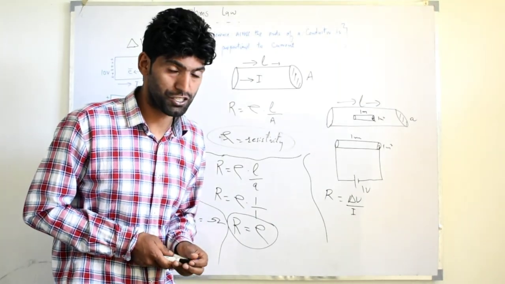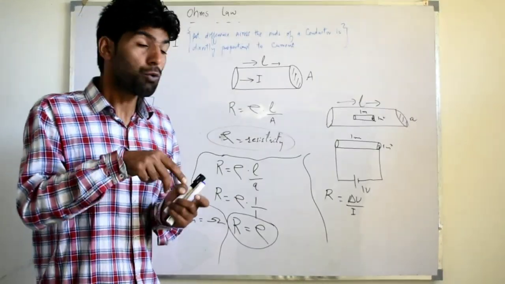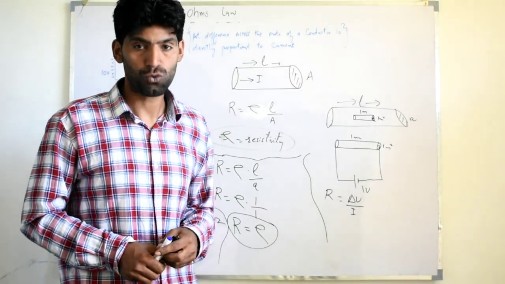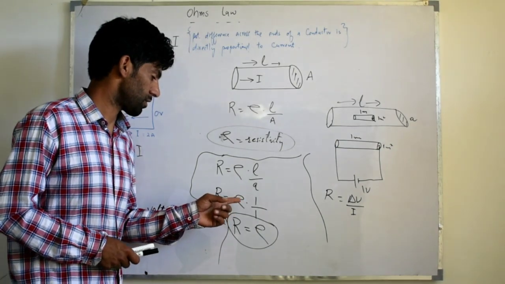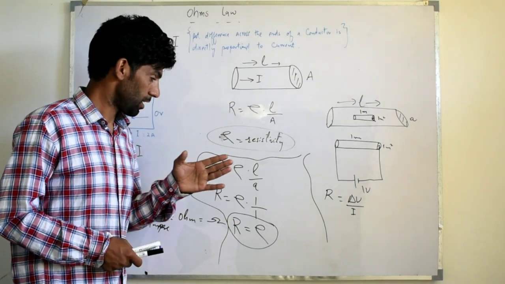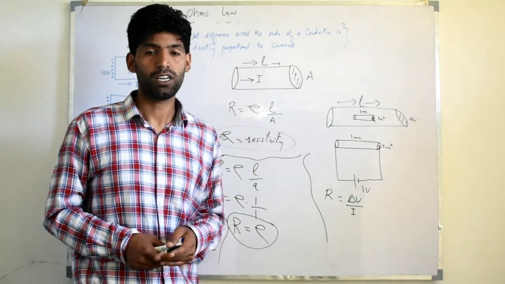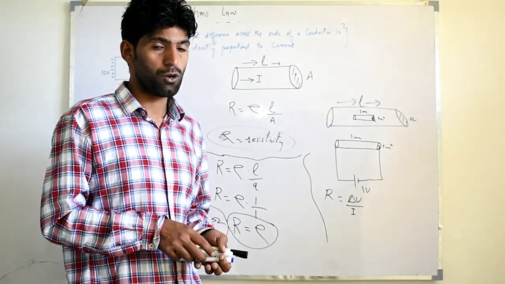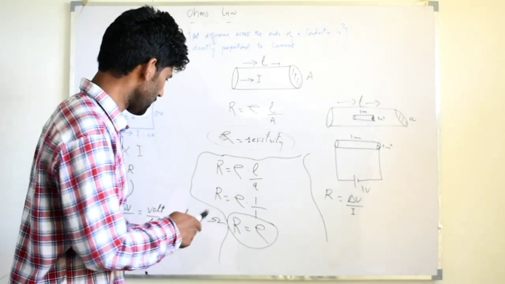So to define resistivity, we can say resistivity is the resistance of a wire whose length is 1 meter and area of cross section is 1 meter square. Its symbol is rho. If we have to define resistivity, we can say that it is the resistance of a conductor, of a wire whose length is 1 meter and area of cross section is 1 meter square.